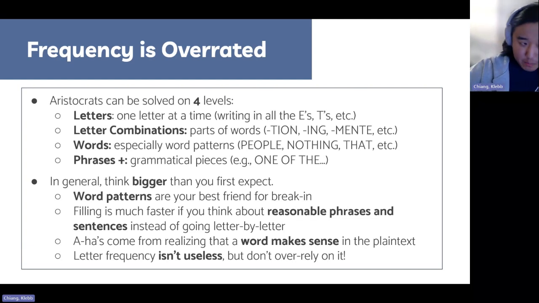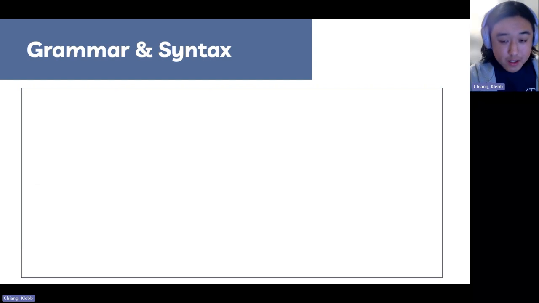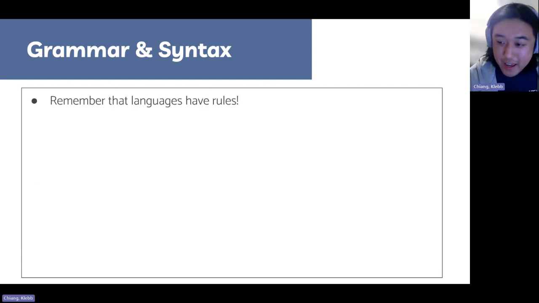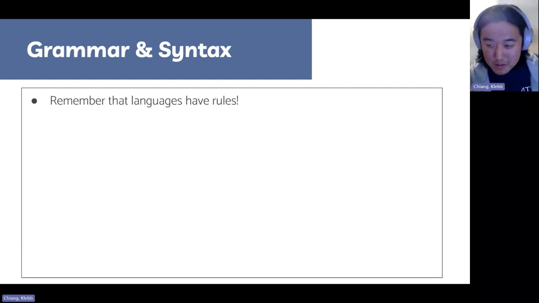Let me expand a little bit on what I mean by words and phrases, and talk a little bit about grammar. Languages have rules. That sounds like an obvious statement, but really think about that for a second. English has certain rules that, assuming you are a native English speaker, you probably know super well by now, and you never really stop to think about what rules English actually has.